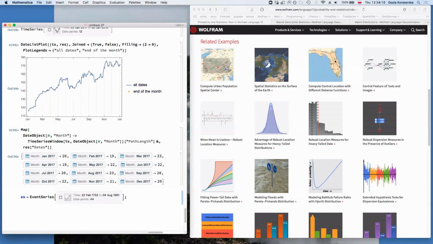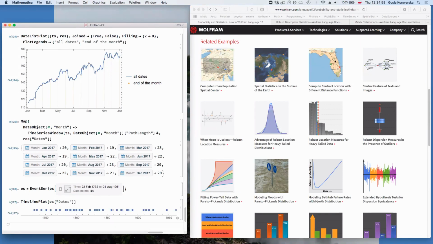Let's see. Okay. And I think that's going to be the last fun example, where we have an event series of the US presidents' birthdays. And this is including the current president. And if you wonder why it's 44, that's a bit of trivia, because there was a person who was twice a president, but not in consecutive terms. And hence it counts kind of twice, but we only have one birthday for that person.